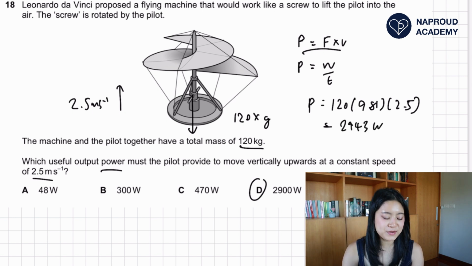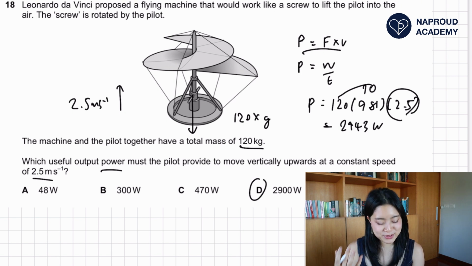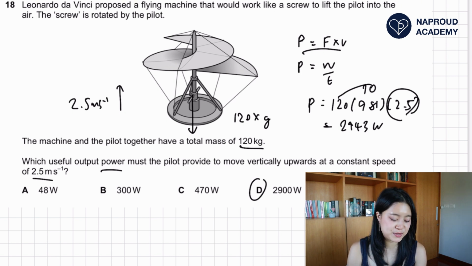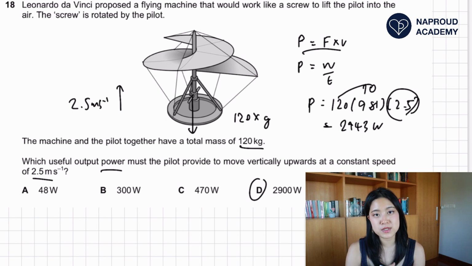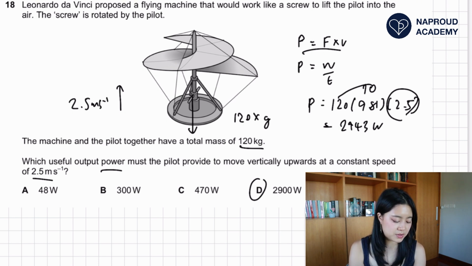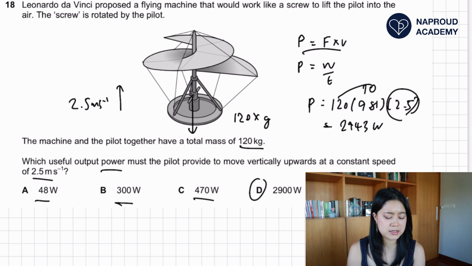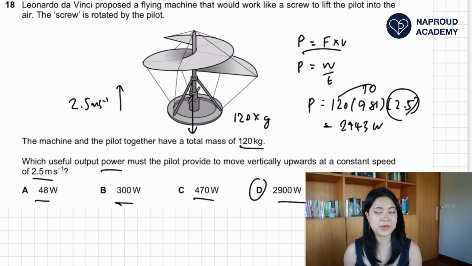If you couldn't figure out how that was done mentally, it's basically that 9.81 is almost 10, so that would be 120 times 10, 1,200, and then 2.5 is like 2-ish. So that would be about 2,400, but then it should be a bit more, so 2,900 works. Everything else is too small, the wrong order of 10. In this case, it's pretty easy because this is tens, this is hundreds, and then this is the only one in the thousands, so it had to be D.